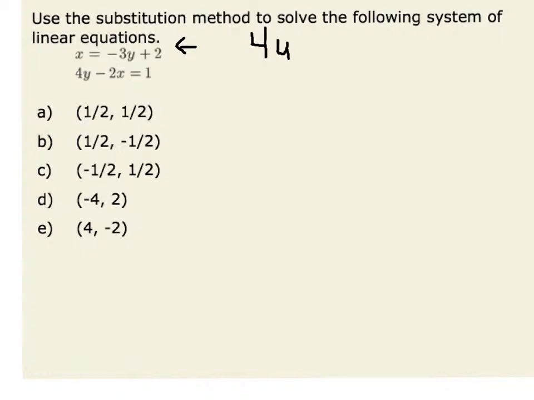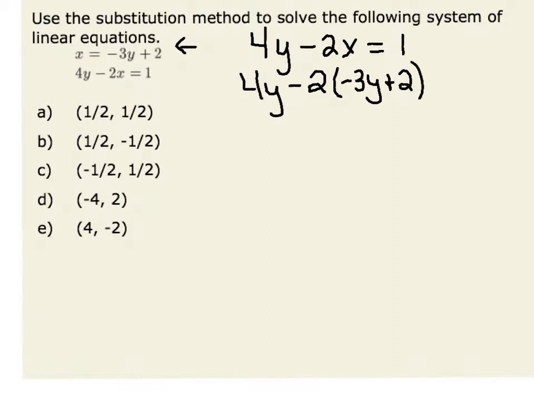Our second equation reads 4y minus 2x is equal to 1. Substituting x into this equation, we have 4y minus 2 times x, and x can be rewritten as negative 3y plus 2. That should still equal 1. Now we'll use the distributive property to simplify the left-hand side.